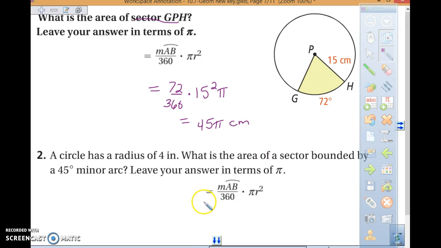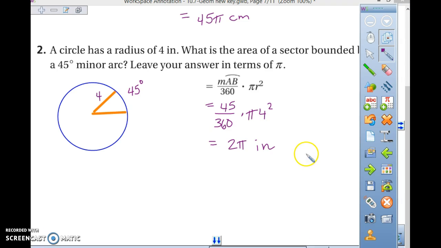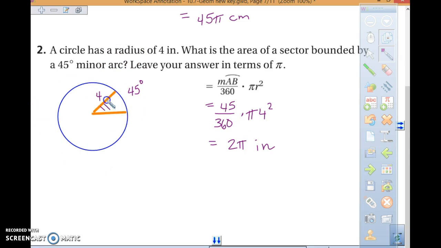Question 2. Pause the video and try this one on your own. The portion of the circle we're talking about is 45 out of 360. I drew an example just to help me visualize. We're trying to find the area of this shaded sector. So we want 45 out of 360 times the entire area of the circle, and that'll give us the pizza slice, 2 pi inches.